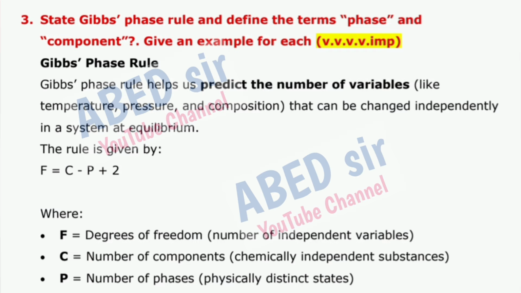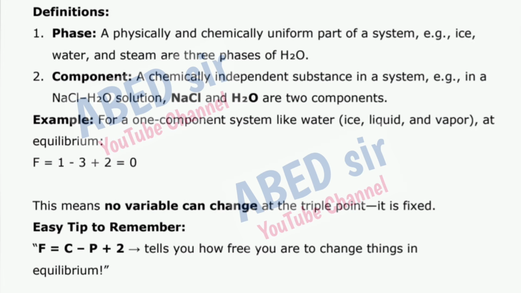The rule is given by F = C − P + 2, where F is the degrees of freedom, the number of independent variables. C is the number of components, chemically independent substances. P is the number of phases, physically distinct states.